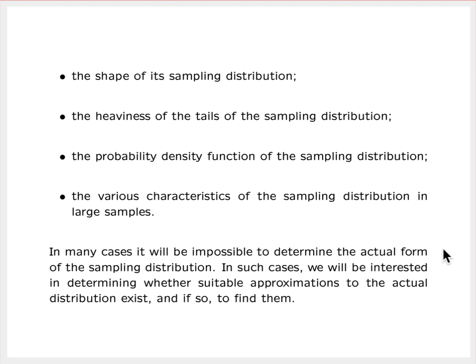Now, in most cases, it's going to be impossible to determine the actual form of the sampling distribution of a statistic. In such situations, we'll be interested in determining whether suitable approximations to the actual distribution exist, and if so, in finding those approximations.